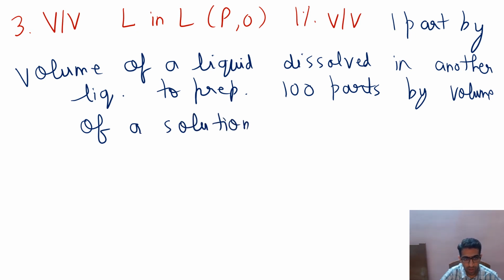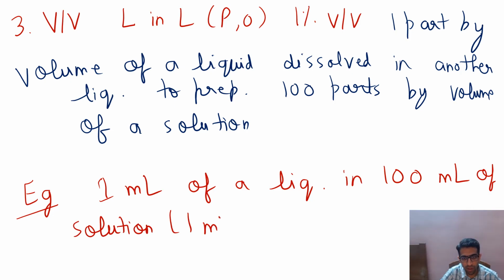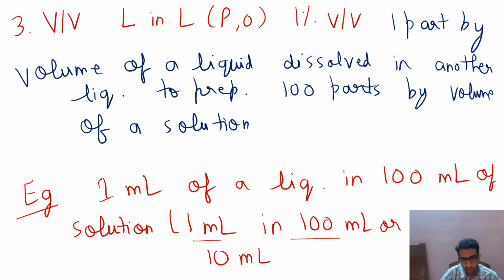Clear so far? Great. Now proceeding to an excellent example, like 1 ml of a liquid in 100 ml of solution. If you write 1 ml in 100 ml, it can also be written as 10 ml in 1 liter. Just multiplying this by 10 and multiplying this by 10, 1000 ml is equal to 1 liter, so 10 ml per liter. Clear so far?